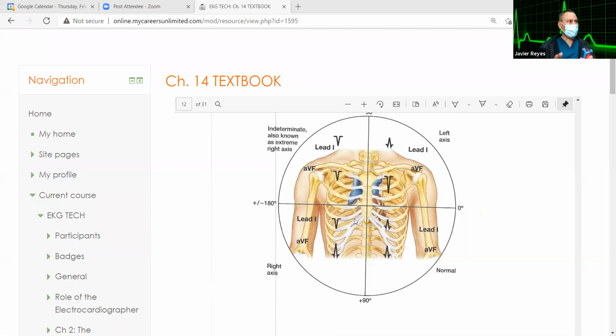It's a little tricky. You just have to remember it, okay? Always start with normal. They're both positive, positive. If lead one is positive, AVF negative, then you have left axis. If lead one is negative and AVF is positive, then you have right ventricular. And then you have the extreme right axis deviation, it means your right atrium and your right ventricle are enlarged. You have both negatives. Remember that lead one and AVF should be positive, but now they're both negative. Right extreme deviation.